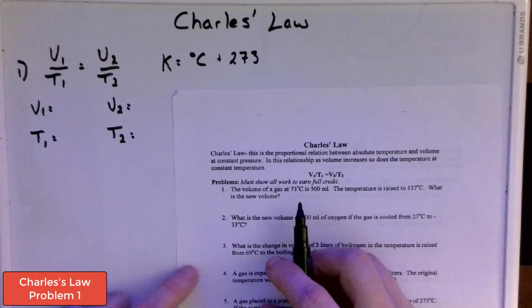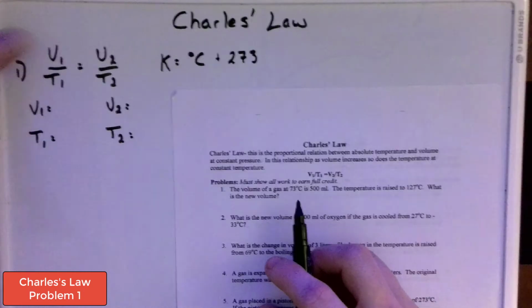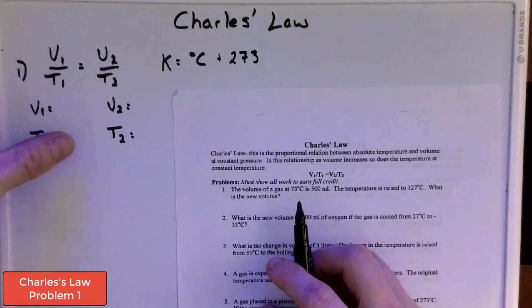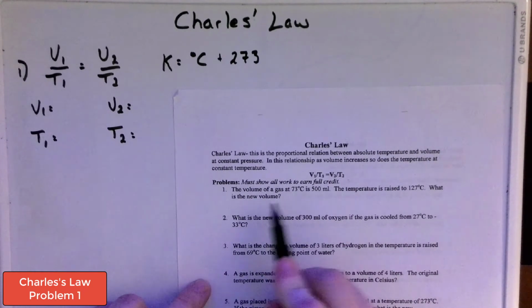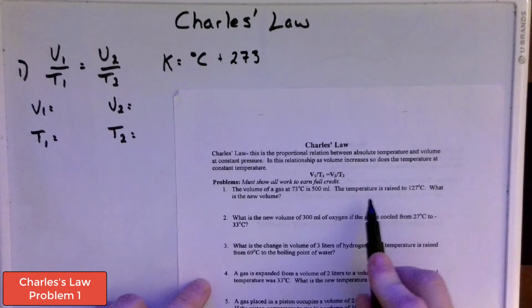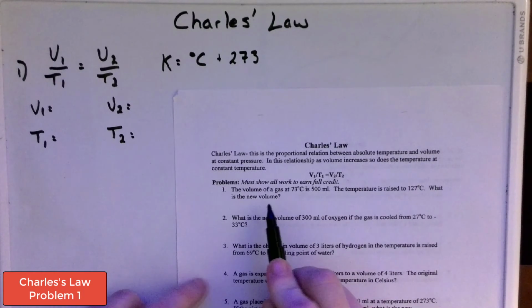So in problem number 1, I have the same setup that I did for Boyle's law. I wrote down my formula, and I put down each unit I have so I can identify what I may have and what I'm missing. This allows me to keep track of my units a little bit better. The volume of a gas at 73 degrees Celsius is 500 milliliters. The temperature is raised to 127 degrees Celsius. What is the new volume?